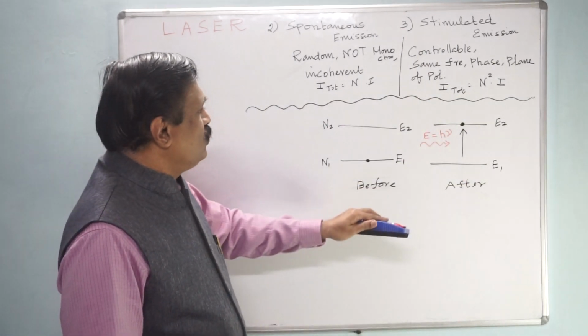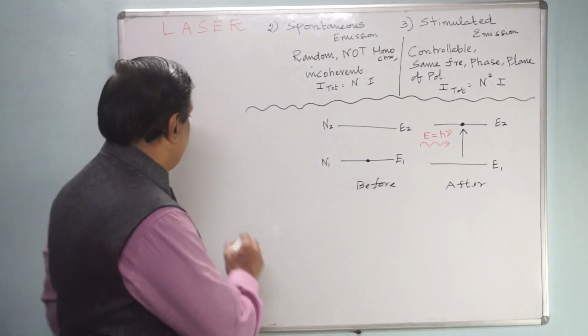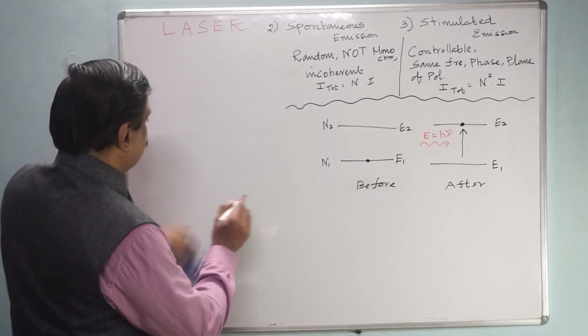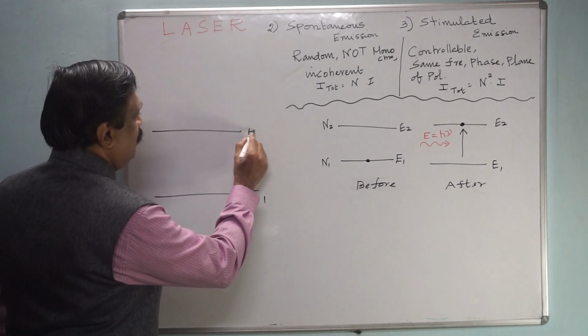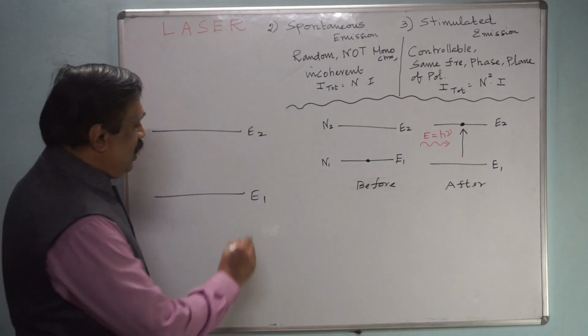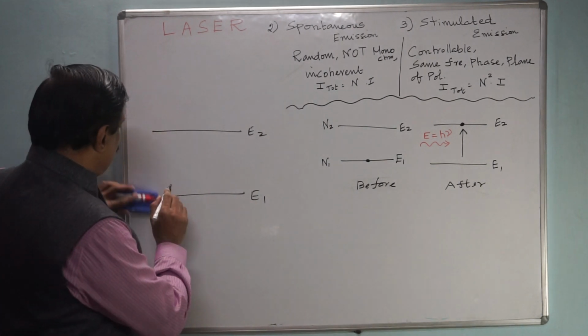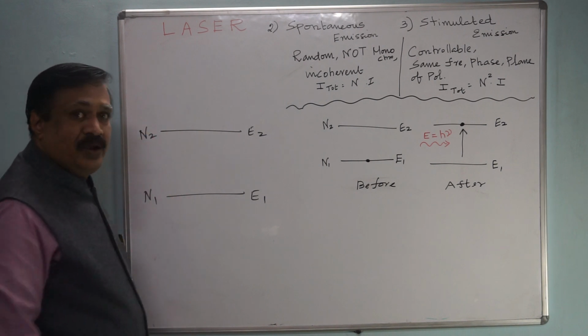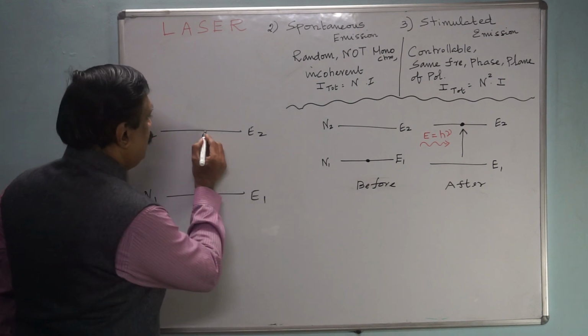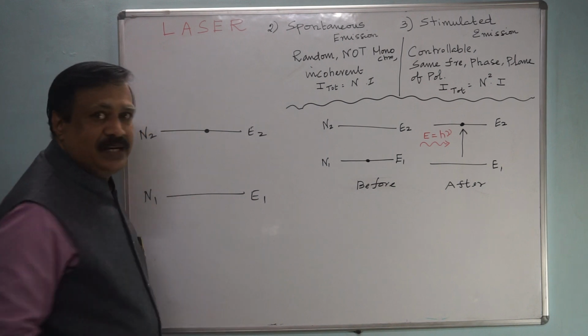Now we are going to see this only. That means an atom is there. This is the energy level E1 and this is the energy level E2. The number of atoms here is N1 and here N2. Now here the atom is in the excited state.